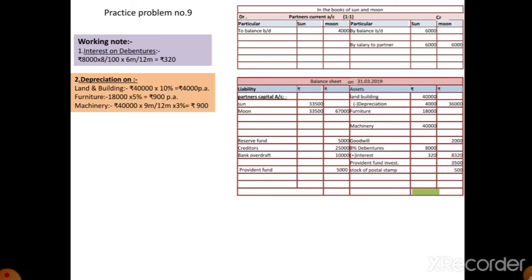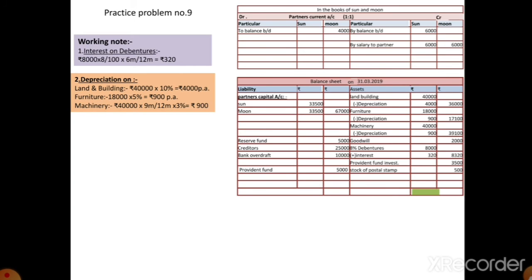The furniture was also used for the full 12 months of the current financial year, so we also deduct that depreciation amount, rupees 900, from the 18,000. Then the balancing amount is 17,100. Next, depreciation is charged on the machinery.